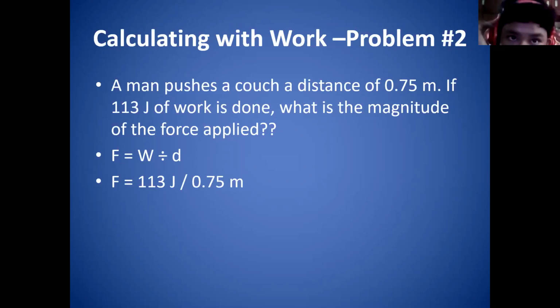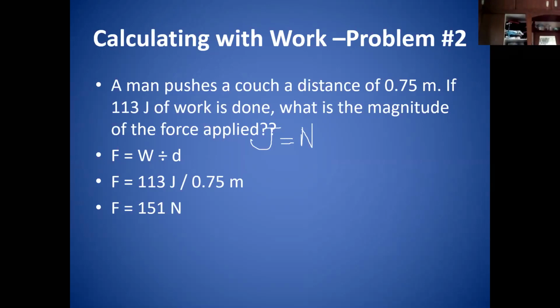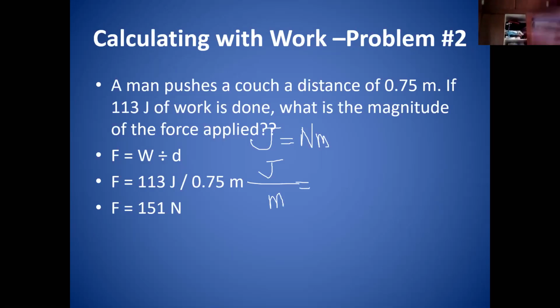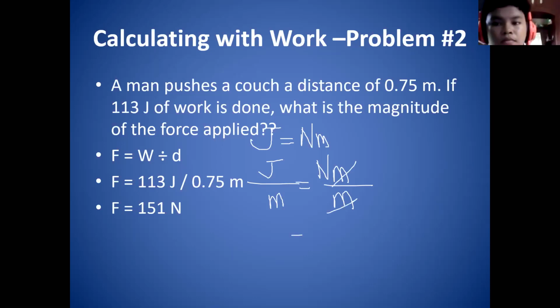So you divide, class. 113 divided by 0.75. Perhaps you can use your calculators there if you have one. So divide 113 by 0.75, you get 151 Newton. How come that the unit is Newton already? From the unit of joules, class, which is equal to Newton meter, joules divided by meter is equal to Newton meter divided by meter. Cancel the meter, so your unit then is Newton. Of course, if the unknown is force, your unit should end up with Newton.